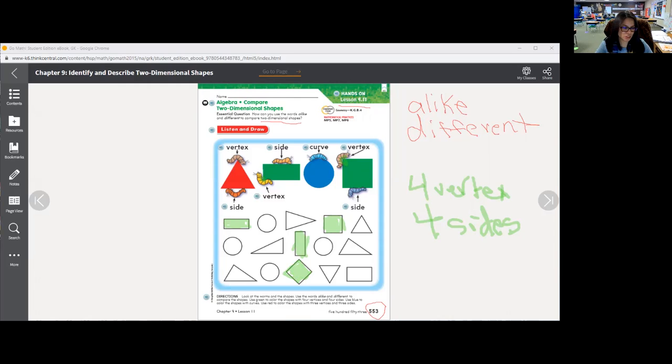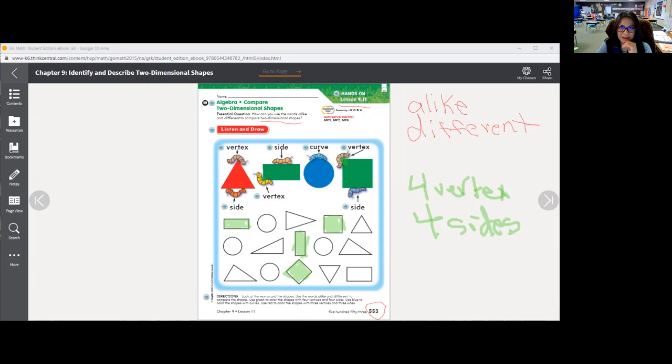All right. Russell, does this shape have 4 sides and 4 vertex? Yes or no? Okay, we'll move on. Desmond, does this one have 4 sides and 4 vertex? Yes or no? This one right here. Desmond, turn on your microphone. It has 4 sides and 4 vertex, this one right here?